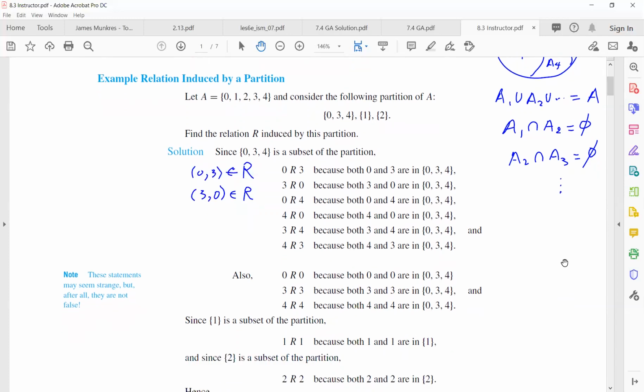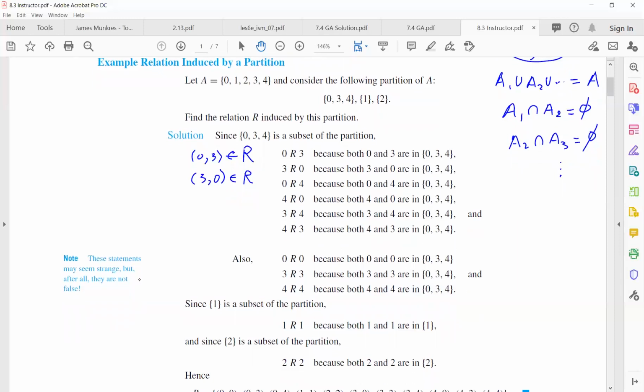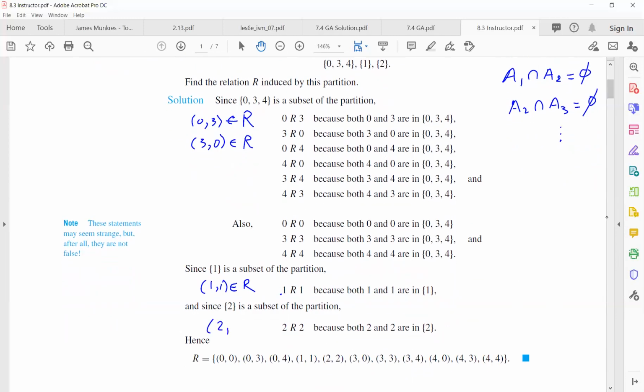Now let us take the second element in this partition, which is the set including 1. Take a look at this. This subset has only one element. If you take 1 in that set, 1 is in relation with 1. Of course, 1 and 1 is a member of that relation. And finally, you have a set including just 2. Is 2 and 2 a member of R? Of course, because 2, comma 2 or just 2 itself belongs to the same set.